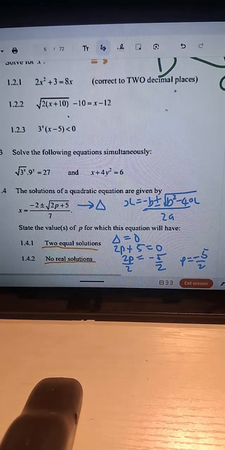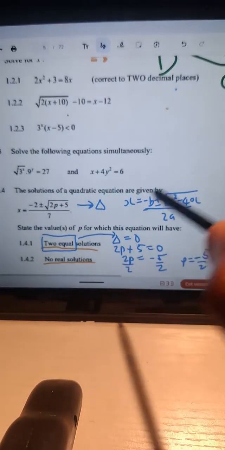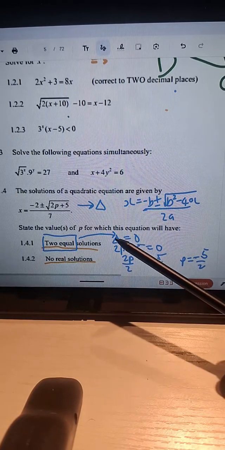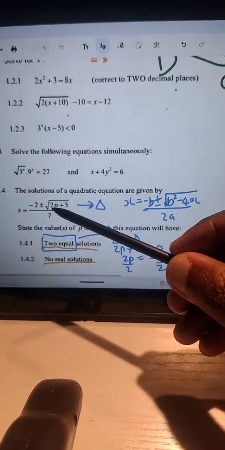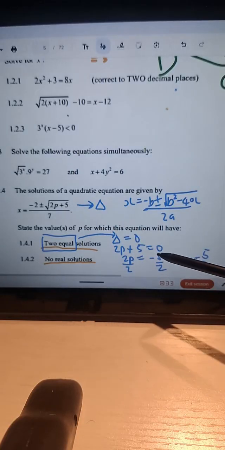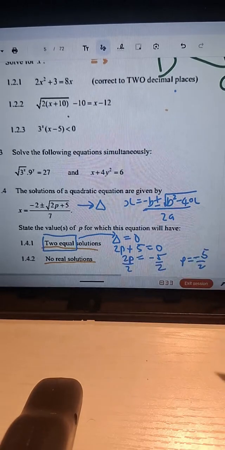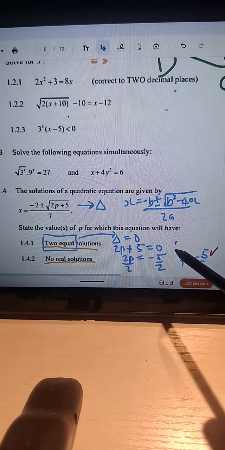What is p equal to? Negative 5 over 2. Two things. When they say two equal solutions, that infers delta is equal to 0. That's like them saying roots are equal. State the values of p for which the roots are equal. That's the language you are used to. But then they're saying now two equal solutions. It's the same thing as saying the roots are equal, which is the same thing as saying delta is equal to 0. Where is delta? Underneath the square root. You take 2p plus 5, you equate it to 0, then you solve for p. So that is the p value. The value of p for which this equation has two equal solutions is when p is negative 5 over 2. We together? Are we good?